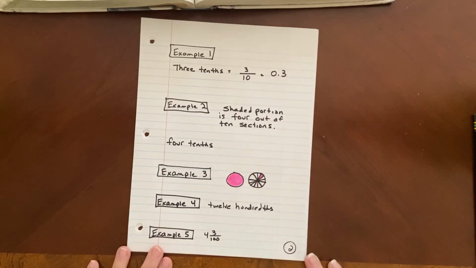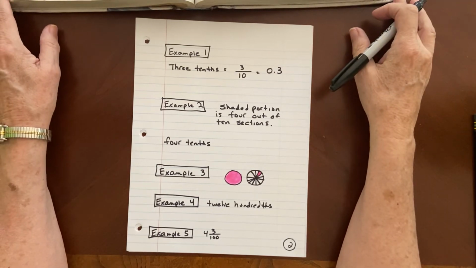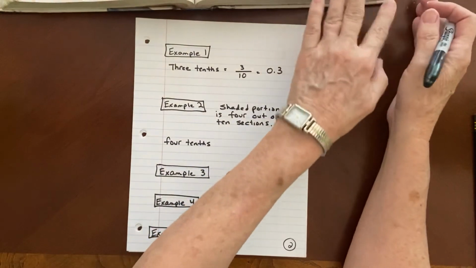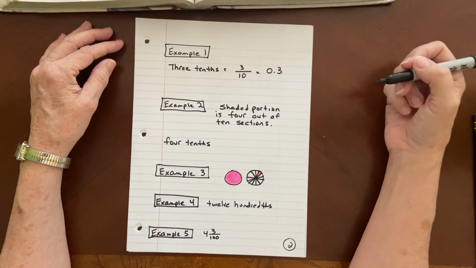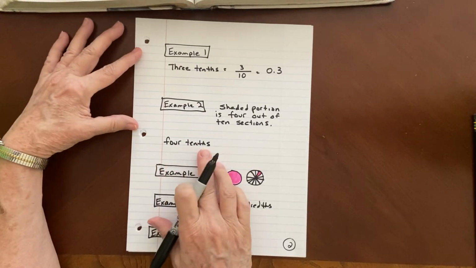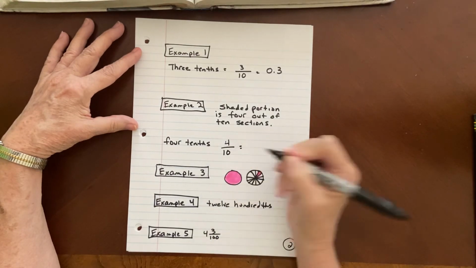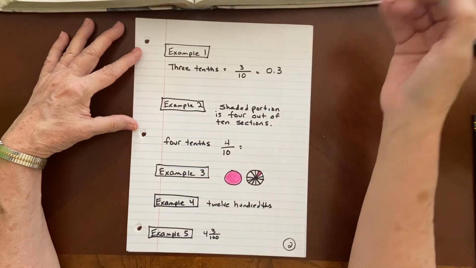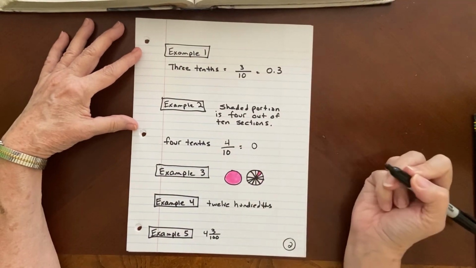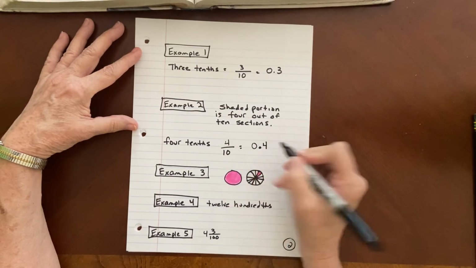Example 2, they want to know the shaded portion, and they've given you a big box, and they've shaded 4 out of 10 sections. So my fraction is 4/10, so 4 out of 10. And if I wanted to write that as a decimal, I don't have a whole box shaded, I just have part of it. So I have 0 in the ones place, and I have 4 in the tenths place.